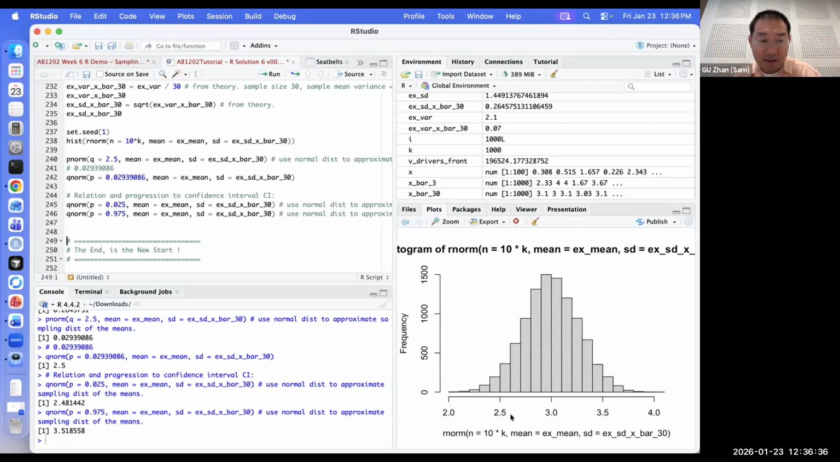What are the two cutoff lines? It is 2.48 and 3.51. So we can say that in between this range, we have 95% confidence that in the future the average monthly number of graduates will be 2.48 to 3.51. This is what we call a 95% confidence interval. That will be next week's content.